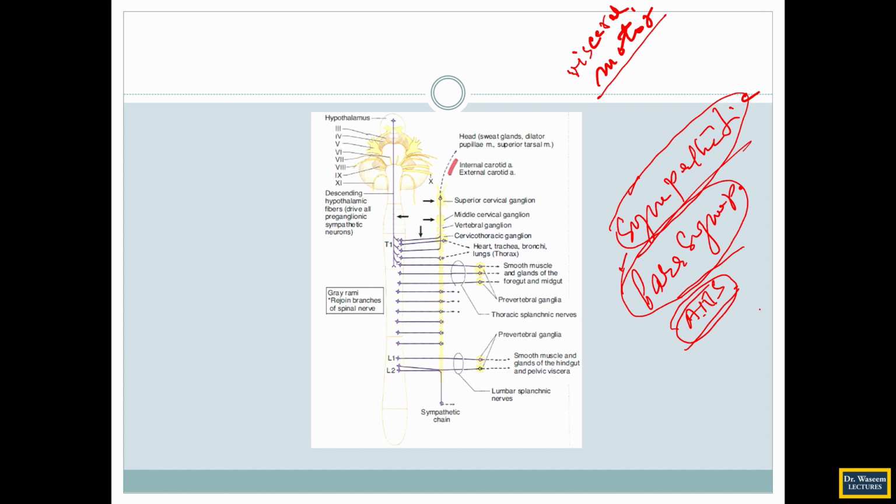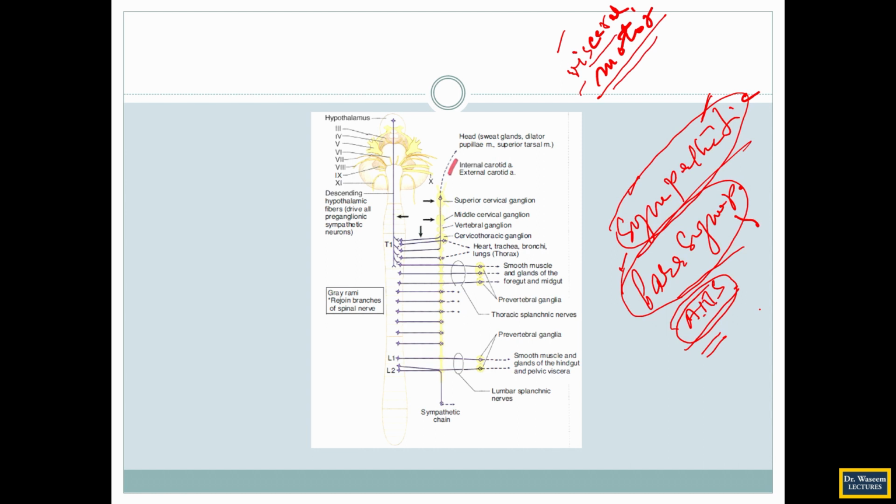The body will adjust itself according to the situation, whether in emergency or at rest. So, two systems are actually working, and these two systems will prepare the body according to the situation that is confronting the body. When you are discussing the autonomic nervous system, you are actually discussing the visceral motor system, that is, involuntary motor activity and its various implications.